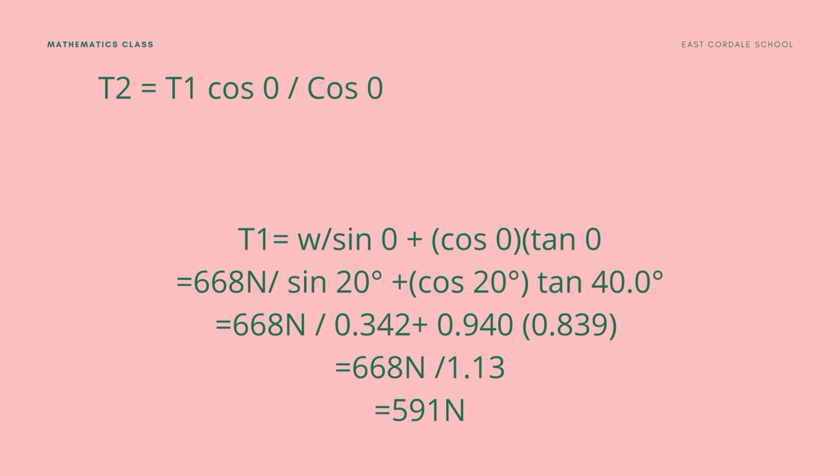Substituting the value of W equals 668 Newton, 20 degrees and 40 degrees into our equation, we find the tension 1 as: tension 1 is equal to 668 Newton divided by the sum of sin 20, cosine 20 and tangent 40, which is equal to 668 Newton divided by 1.13, which is equal to 591 Newton.